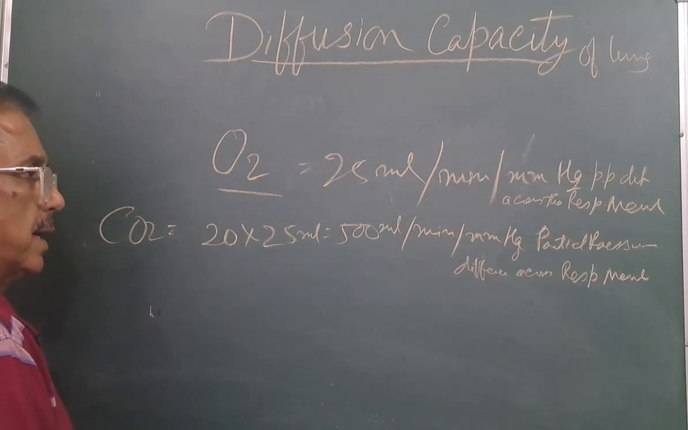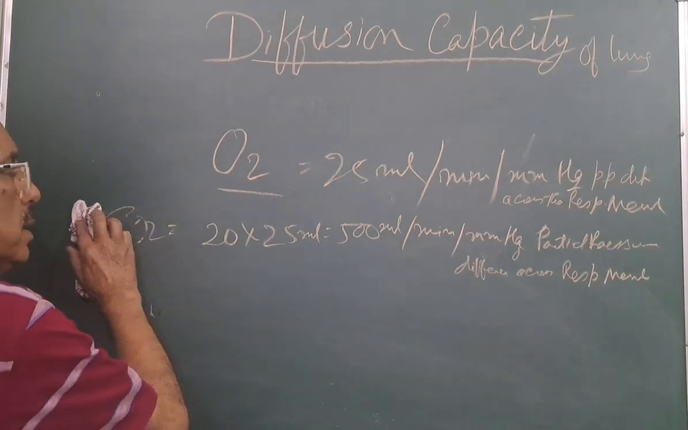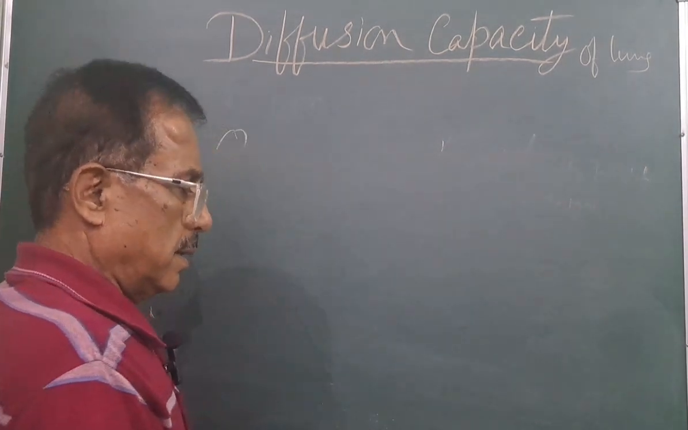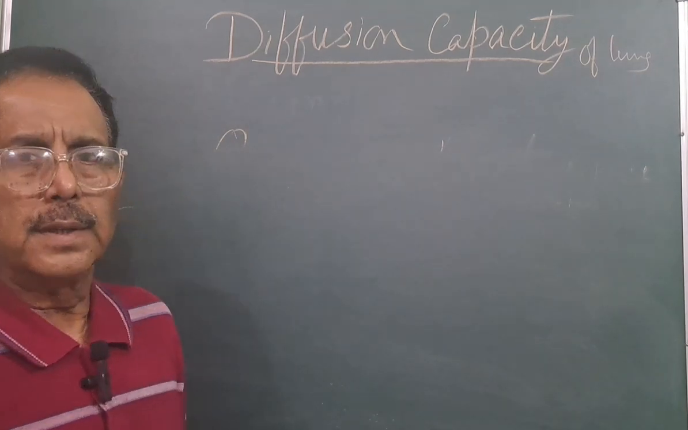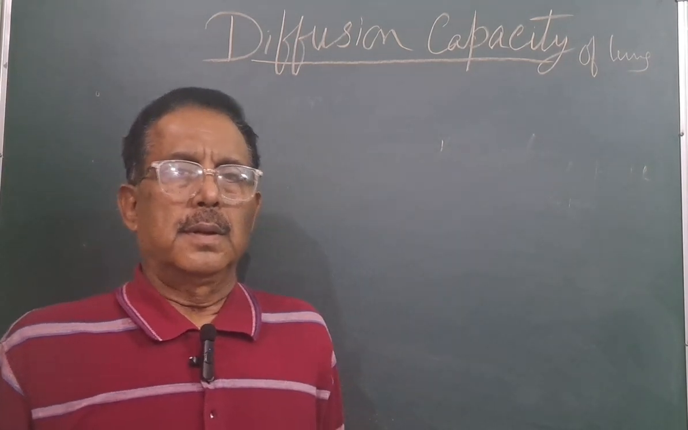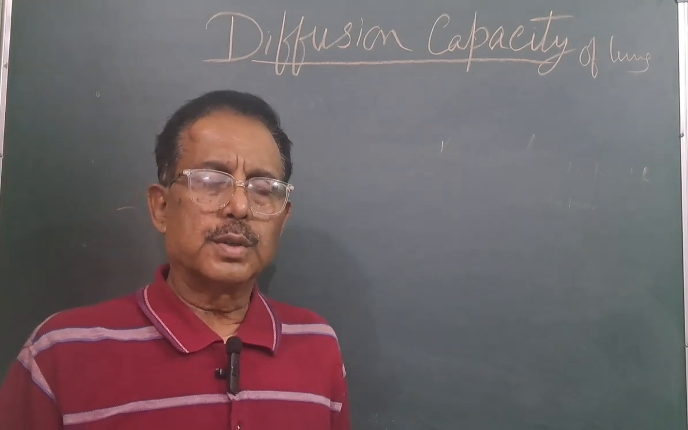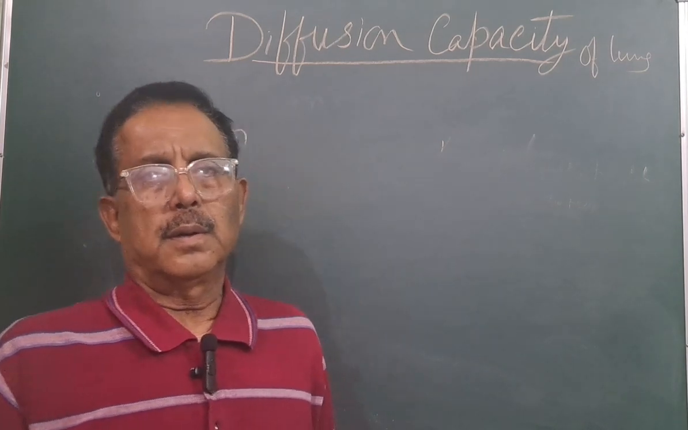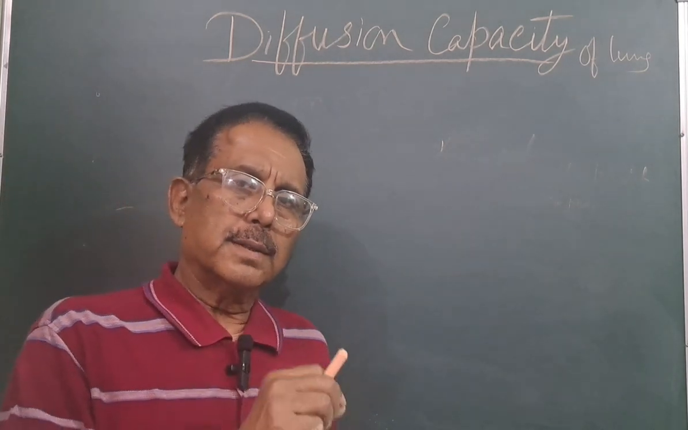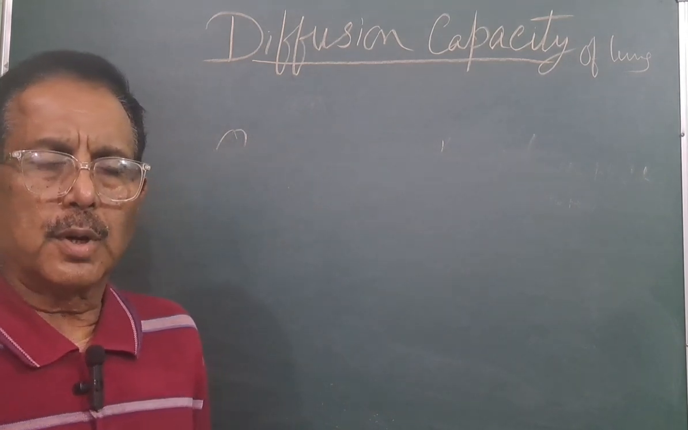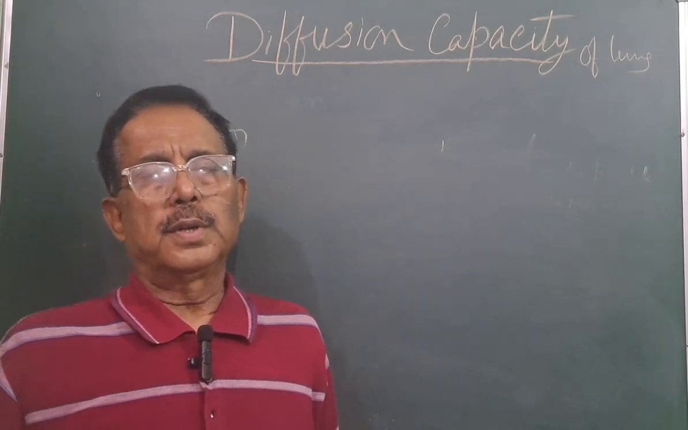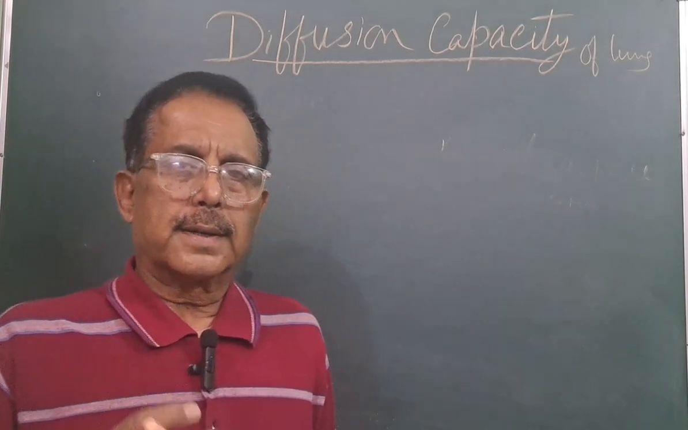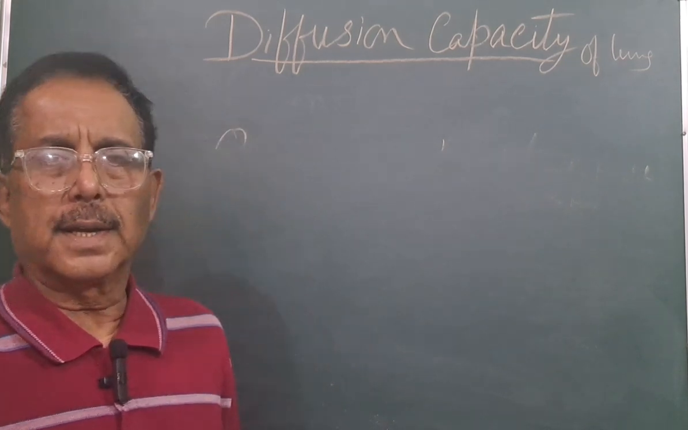This is about definition and normal value of diffusion capacity. What is diffusion? Diffusion is a process in which molecules move down the concentration gradient and or down the electrical gradient. This is diffusion and it is a passive process.